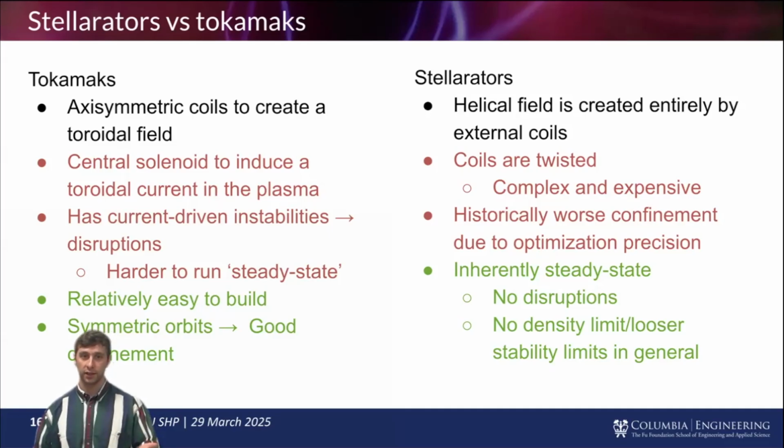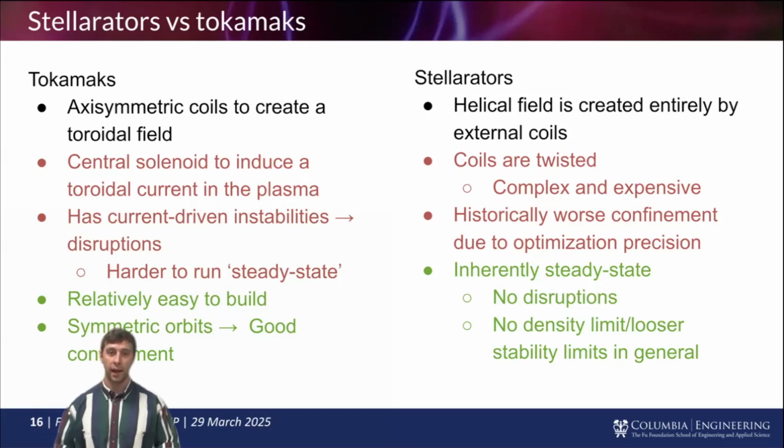Tokamaks are relatively easy to build and less expensive to build, and their symmetric orbits tend to lead to better confinement. An additional element of this is that tokamaks, because that helical field is created by the current in the plasma, and that current is something you can adjust in real time, tend to be more flexible. Whereas stellarators, because the magnetic field is created by all of the hardware that you've already constructed and spent money on, it's harder to change the magnetic field as dynamically as you can in a tokamak.